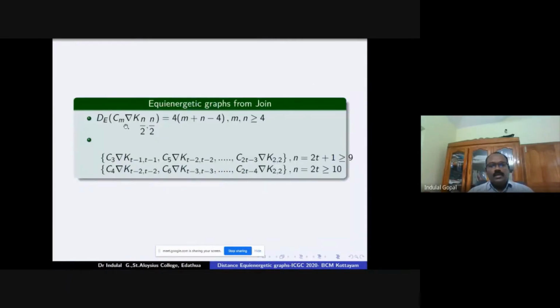And another class is C_m join K_{n/2,n/2}. They have distance energy 4 times (m plus n minus 4) for m and n greater than or equal to 4. And for even n and odd n, we get two distinct families of distance equi-energetic graphs. C3 join K_{t-1,t-1}, C5 join K_{t-2,t-2}, etc., is one family for n equal to 2t plus 1, odd, greater than or equal to 9. And another family is C4 join K_{t-2,t-2}, etc., for n equal to 2t greater than or equal to 10.